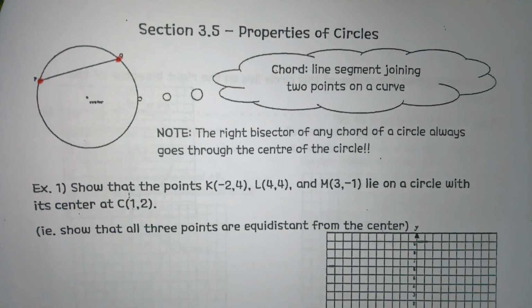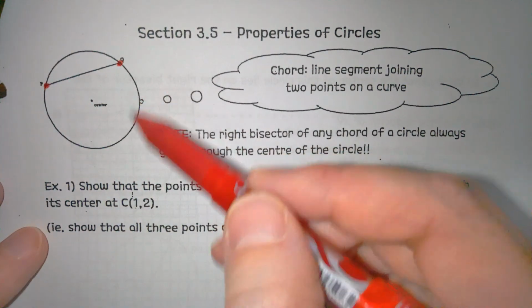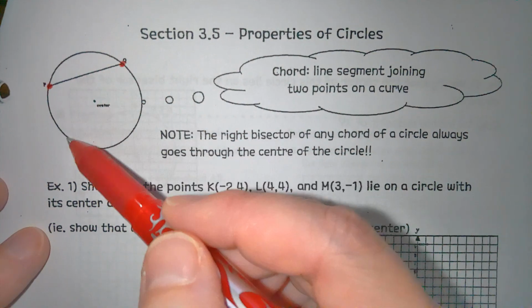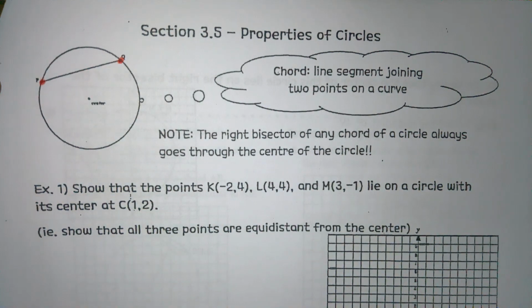How many chords can I have in a circle? Infinite, right? I can draw a chord here, I can draw a chord here, I can draw a chord here. Is my diameter a chord too? Yes, right, because it's just one point to the other. So yeah, diameter is also considered a chord.